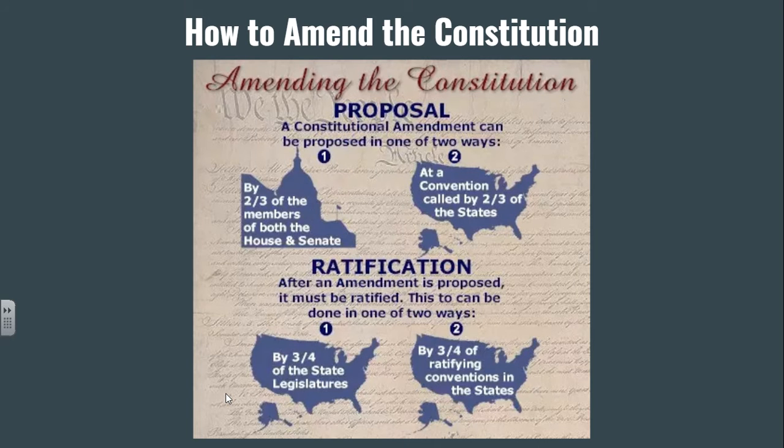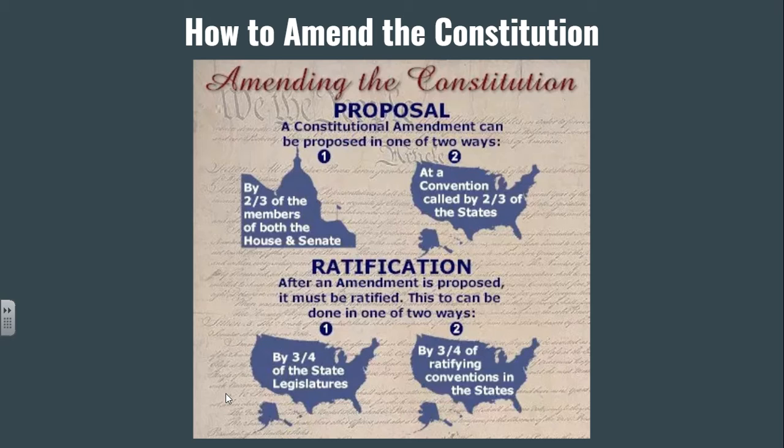Okay, how to amend the Constitution? There's two ways that it can be proposed, and only one of them has ever really been done. A constitutional amendment can be proposed by 2/3 of the members of both the House and Senate approving it. So let's say that we have the 28th Amendment. We're going to put it up for term limits. Both 2/3 of the House and the Senate have to agree for it to go to the next step. And this is why, quite honestly, we're only at 27.